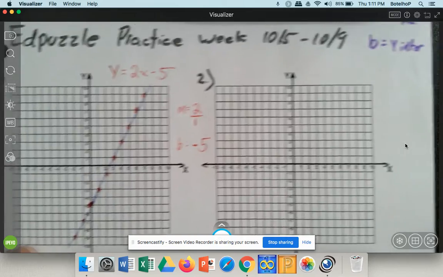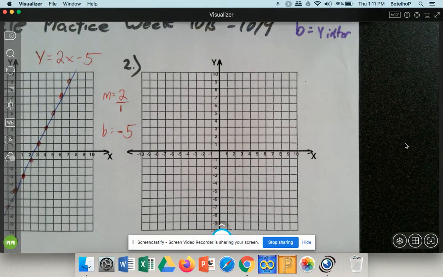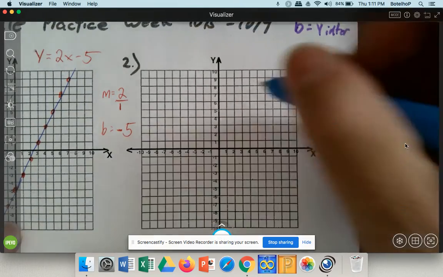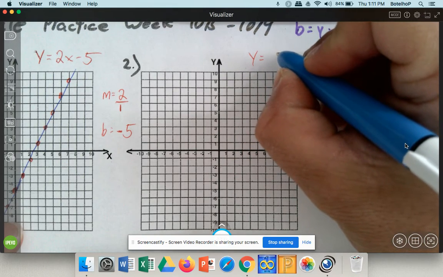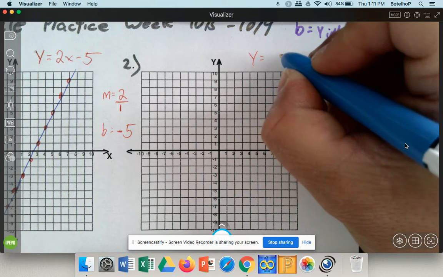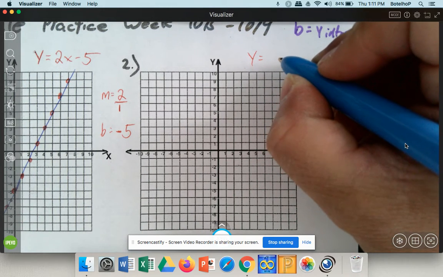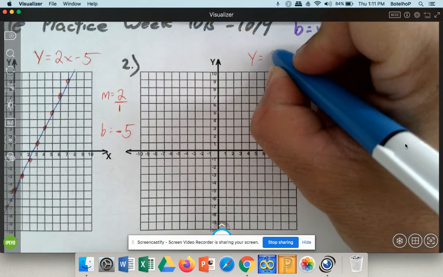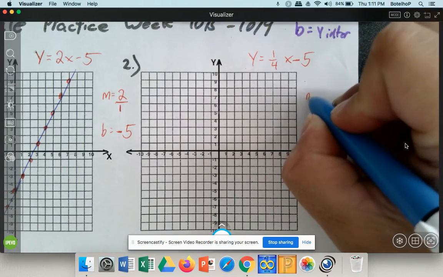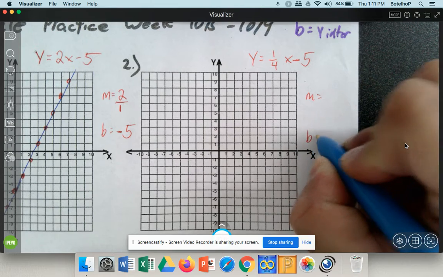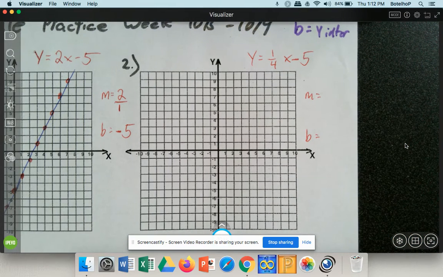Number 2, let's try another one. This time I'm going to give you a fractional slope. So let's try y equals, oh sorry, wait, I'm looking at the wrong page. My bad, I'm copying down some equations I already had. So yeah, y equals 1/4 x minus 5. Figure out your m, figure out your b, and then graph it.